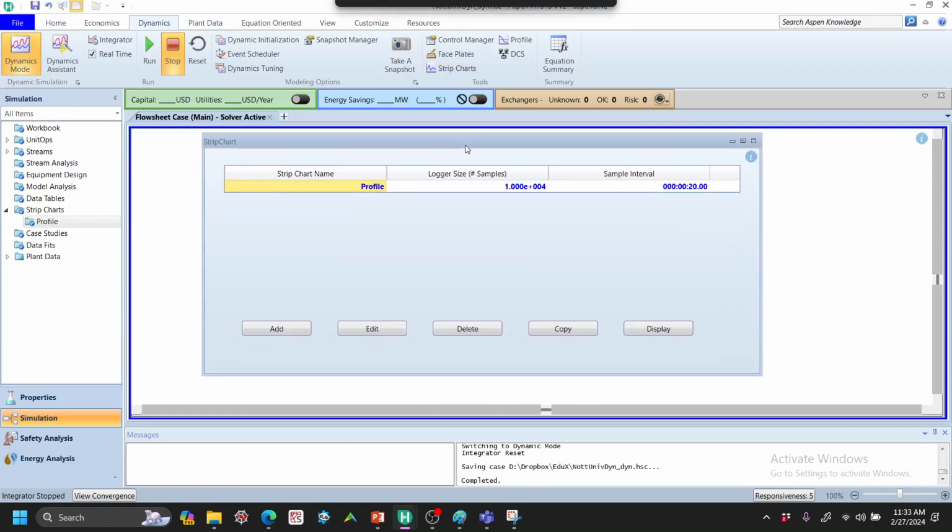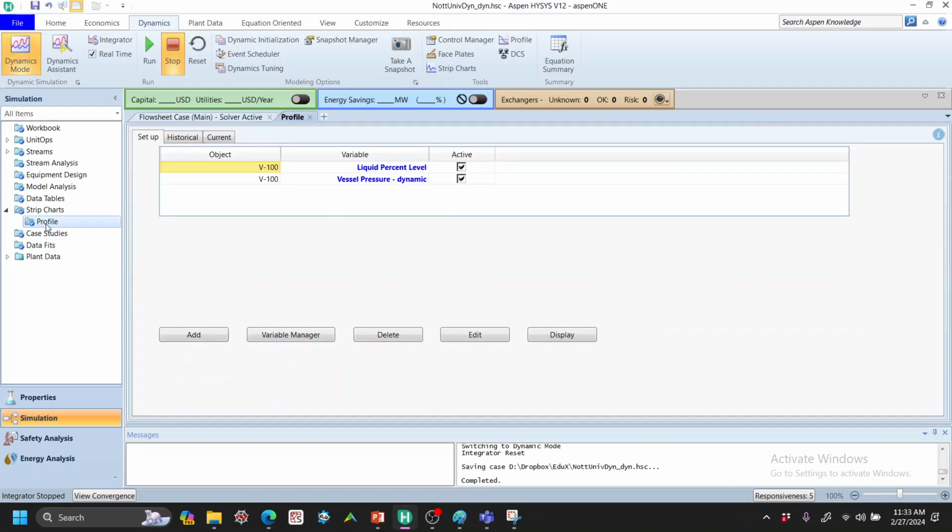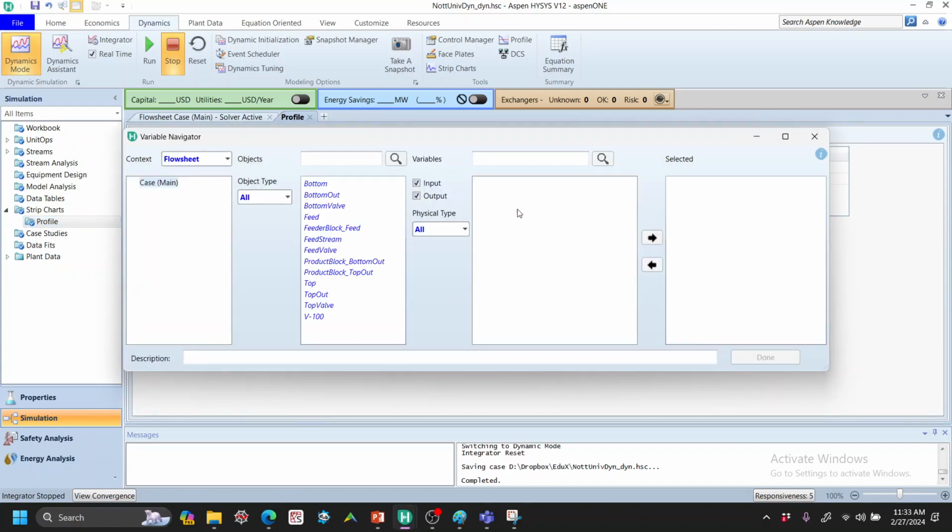If you have already the strip chart, you can see the strip chart over here, and then the profile because I created the profile. If you don't have anything yet, just click add, and then rename it, and then you will have something like this. Then you click display, either display over here, or in my case, if I have already the profile there, I can just double click on the profile on the strip chart, and then I can click add, but it's going to be too complicated.